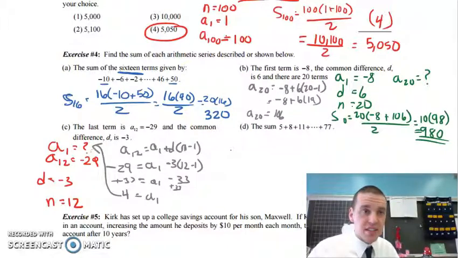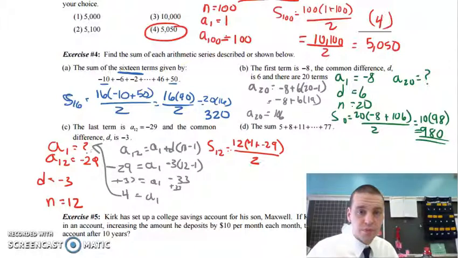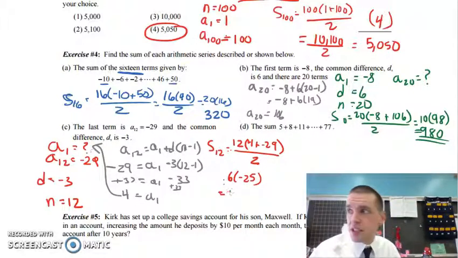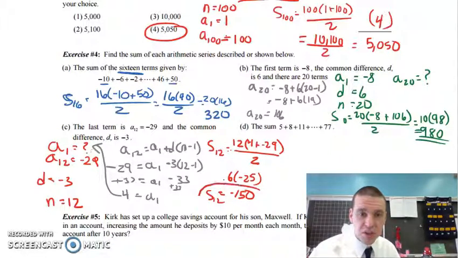Now, that's just the side work to get us on how to get the sum. The sum of the first 12 terms is number of terms 12 times A1, which we just said was 4, plus the last term, negative 29, divided by 2. And this is going to give us 6 times negative 25, and that's going to give us negative 150. So our sum of that entire series was negative 150.